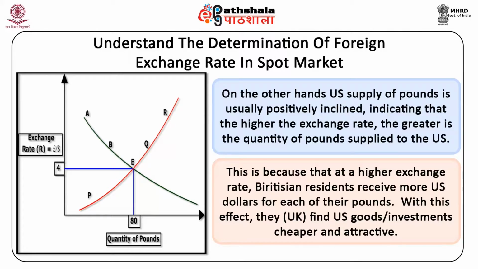In the above diagram, points like A, B, P, Q, and R refer to scenarios of disequilibrium in the foreign exchange market. This is because there is no intersection between demand for and supply of currencies.